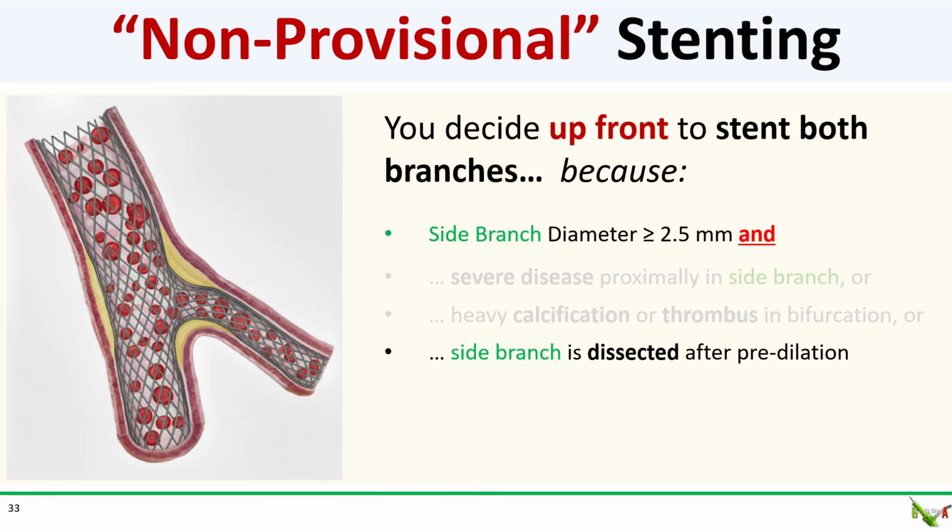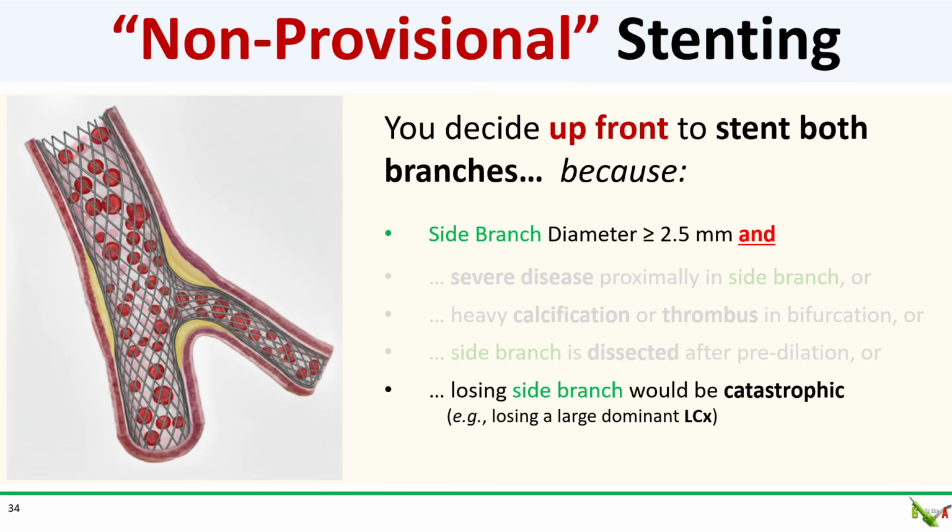If you end up dissecting that side branch after predilation, you'll usually have to go in and do non-provisional stenting. And finally, you might decide up front to do non-provisional stenting if losing the side branch would be catastrophic, such as losing a large dominant circumflex in left main bifurcation stenting.